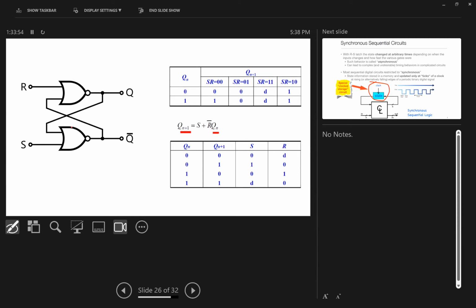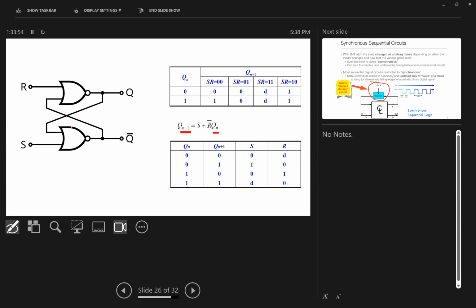It doesn't make sense when we want to reset and set the queue at the same time, because we could not do these two opposite things at once. So you can see here, when R and S are both equal to 1, we don't care about Qn plus 1. For this RS latch, we don't expect the input to be 1, 1.